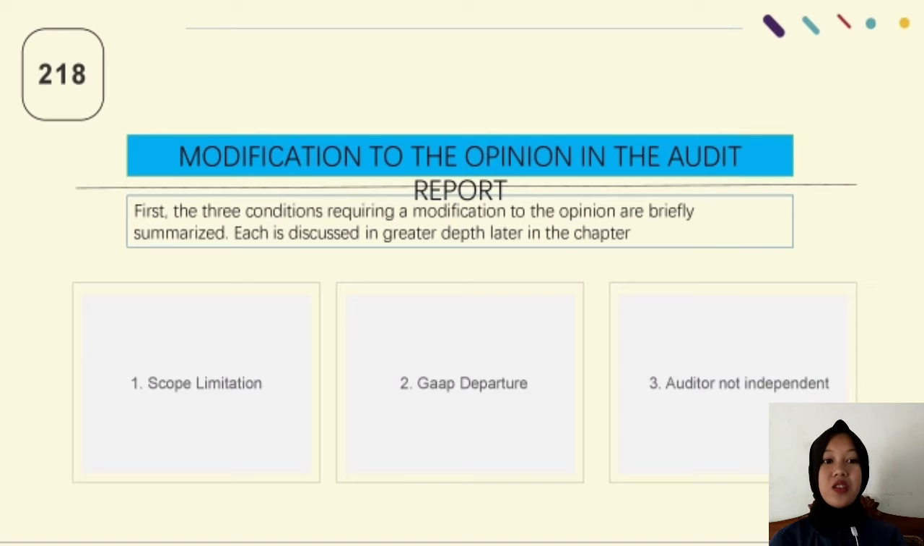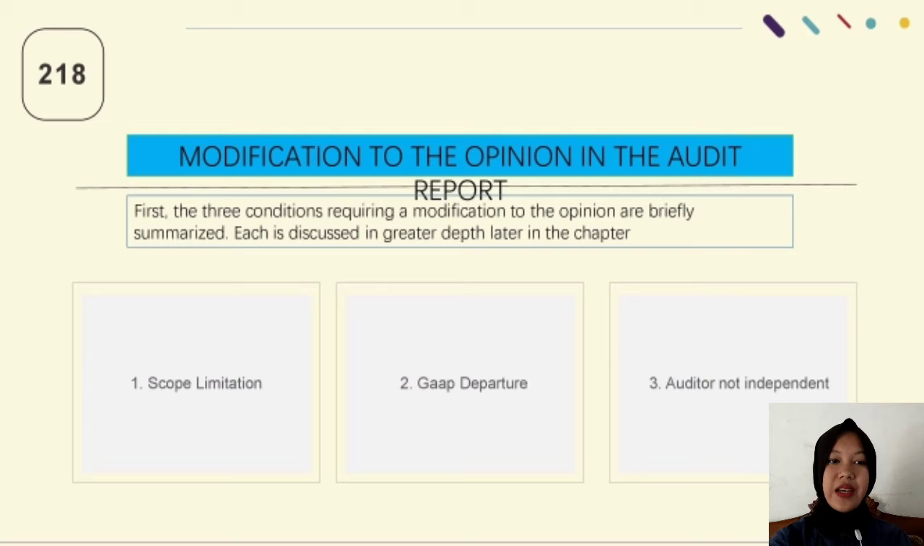Okay, now we talk about the scope limitation. When the auditor has not accumulated sufficient appropriate evidence to conclude whether financial statements are stated in accordance with the appropriate financial reporting framework, a scope restriction exists. There are two major causes of scope restriction. The first is a restriction imposed by the client or caused by circumstances beyond either the client's or auditor's control itself. An example of a client restriction is management's refusal to permit the auditor to confirm a material receivable or to physically examine inventory.